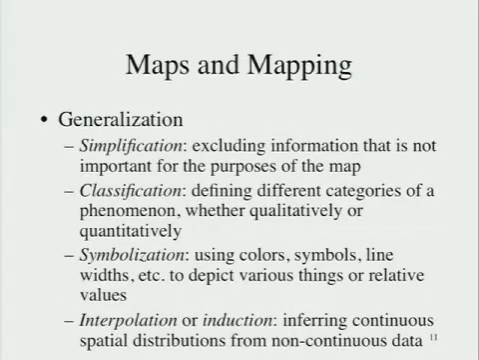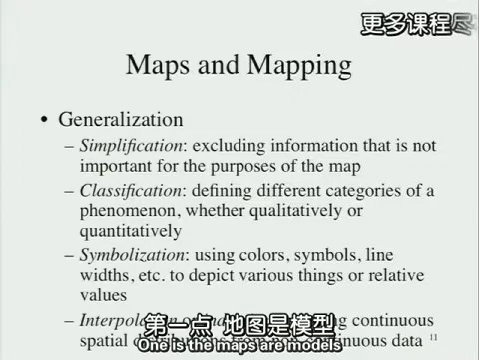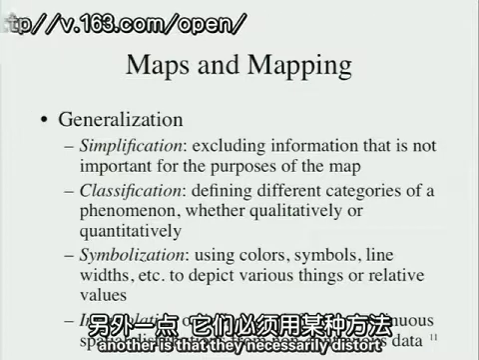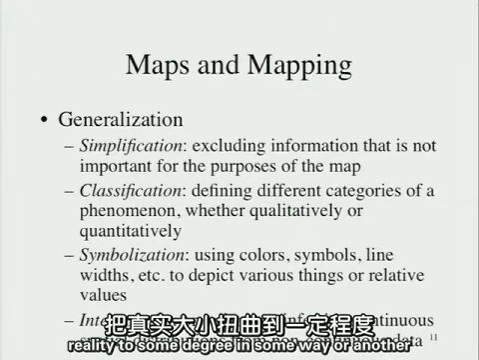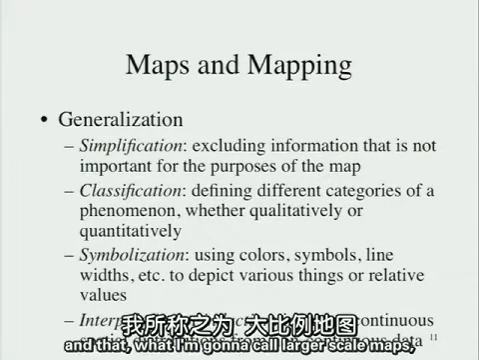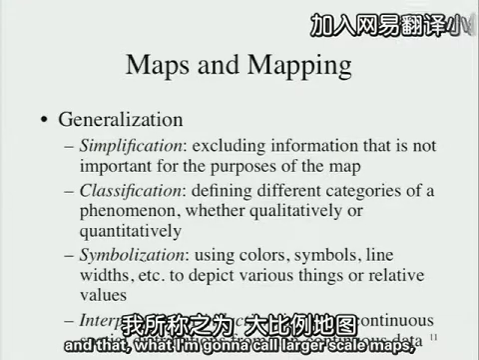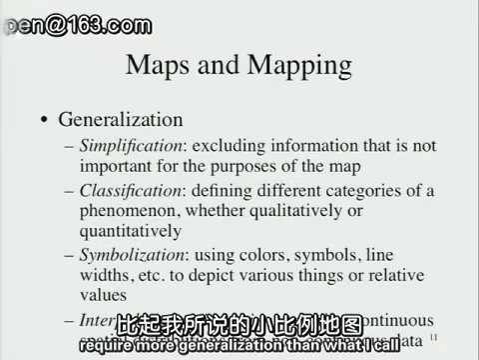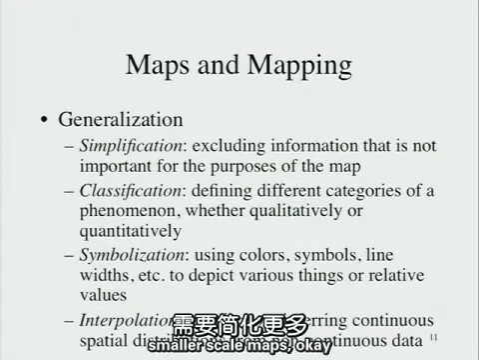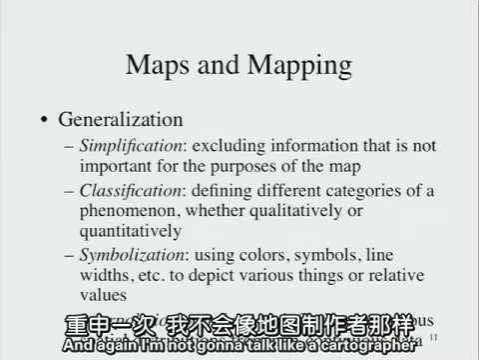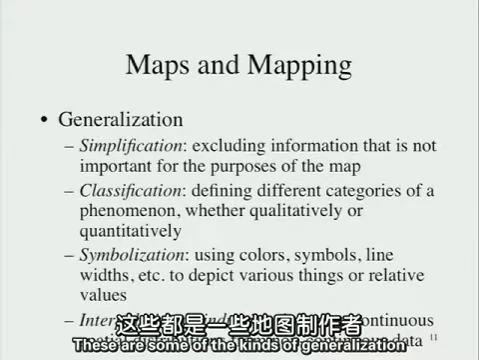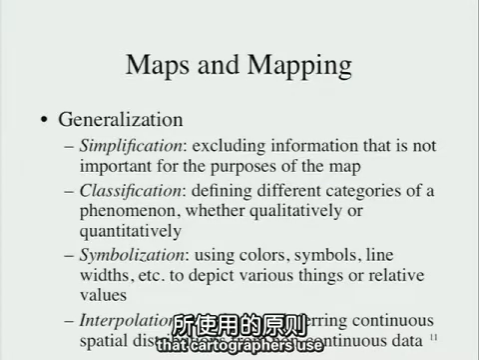So, generalization. We've got a couple of things we've put out there so far. One is that maps are models. Another is that they necessarily distort reality to some degree, in some way or another. And that what I'm going to call larger scale maps require more generalization than what I call smaller scale maps. Okay? And again, I'm not going to talk like a cartographer, but you do need to remember that about cartographic scale.